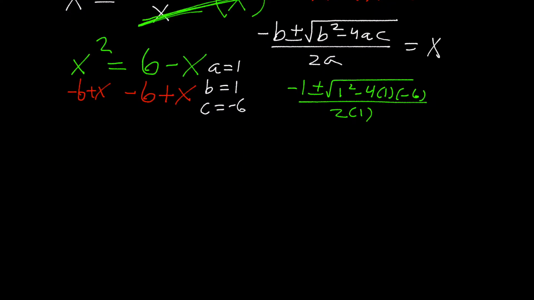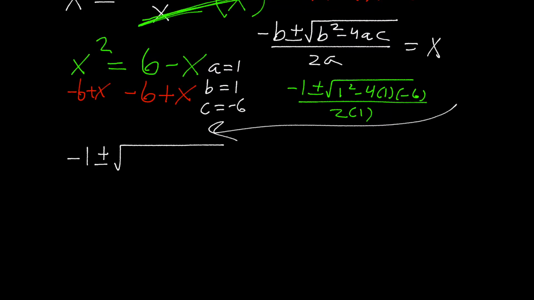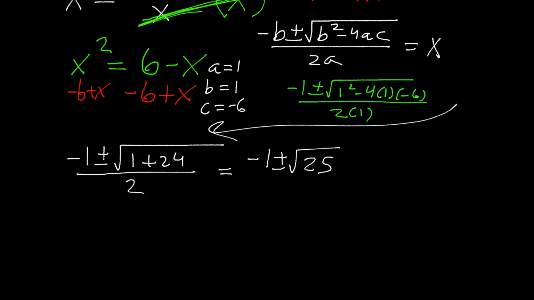That's going to give me, I'm going to work my way down here. It's negative 1 plus or minus the square root of 1 plus 24 all over 2. So I've got negative 1 plus or minus the square root of 25 all over 2. Negative 1 plus or minus 5 all over 2 when we simplify that square root. So we are almost there. We just got to figure out what is negative 1 plus 5 divided by 2 and negative 1 minus 5 divided by 2.